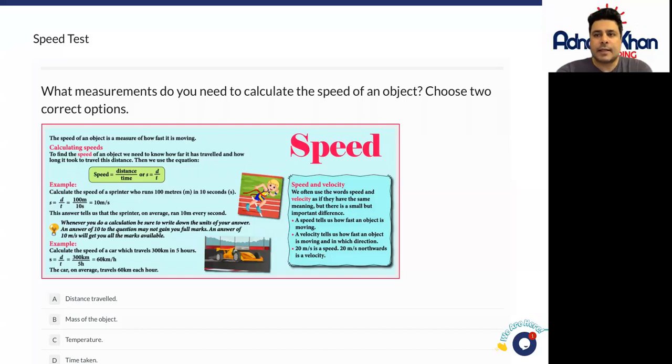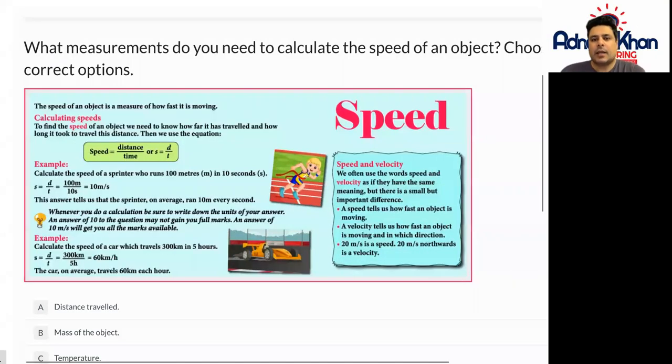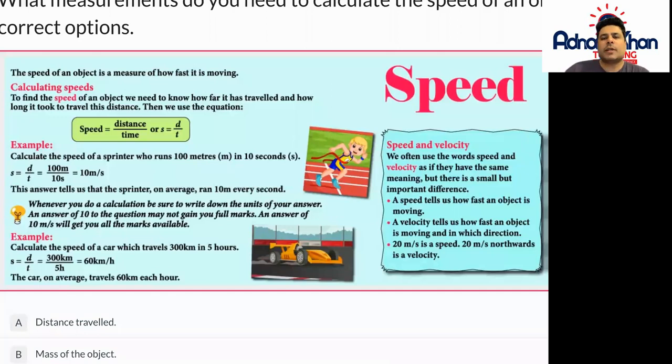In this particular lesson, we're looking at speed. The speed of an object is a measure of how fast an object is moving. So how do we calculate speed? Well, to find the speed of an object, we need to know how far it has traveled and how long it took to travel this distance. Then we use this equation here, which is speed equals distance over time. In other words, distance divided by time will give us the calculation of speed.